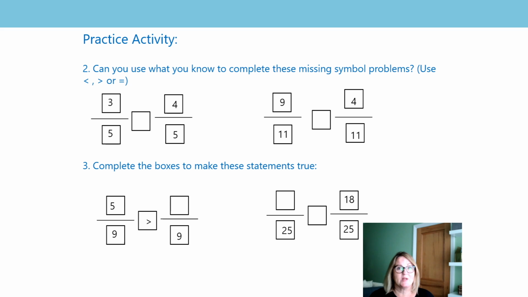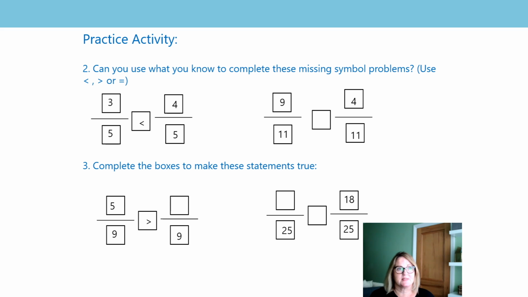Okay, and in question number 2, you were asked to use what you know to complete the missing symbol problems. So you had to put in either less than or greater than or equal to. So let's have a look. We've got 3/5 and 4/5. Now we know that when a fraction has the same denominator, we can compare by looking at the size of the numerator. We know that 3 is less than 4, so 3/5 is less than 4/5.